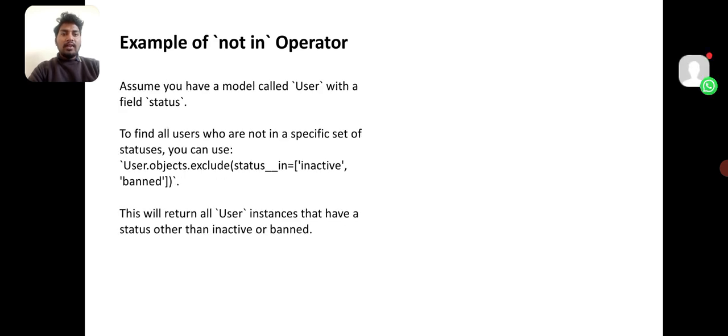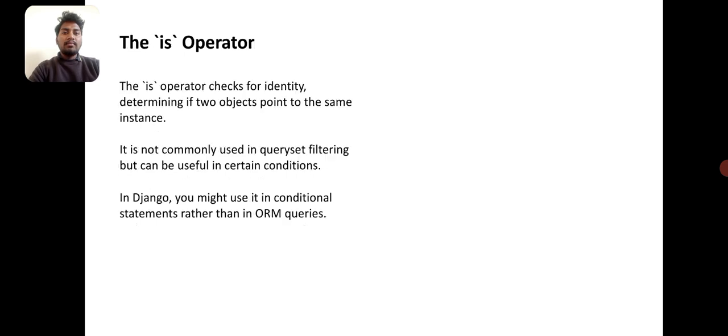Example of not in operator. Assume we have a model called User with a field status. To find all users who are not in a specified set of statuses, you can use User.objects.exclude(status__in=['inactive', 'banned']). This will return all User instances that have a status other than inactive or banned.